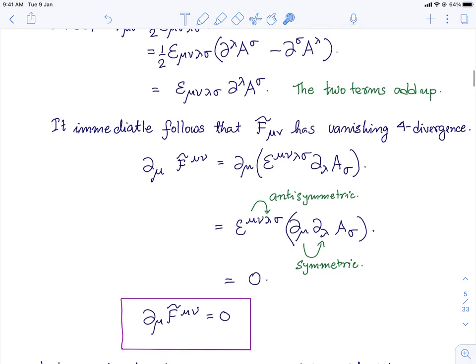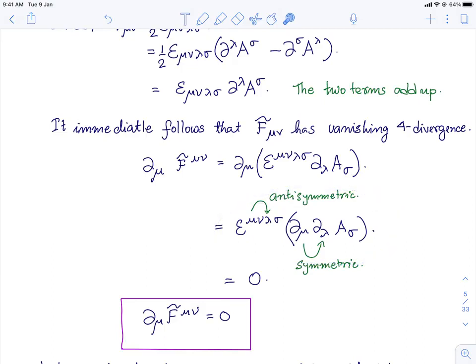Now, epsilon is just a constant, ones and minus ones and zeros, so I can bring it out, and this del mu will purely act on this quantity. So there'll be a del mu del lambda a sigma. Okay, but now notice that if you exchange mu and lambda here, then you don't get any sign. But if you exchange mu and lambda here, then you get a sign, and these indices are summed over. So essentially this quantity therefore is minus of itself.